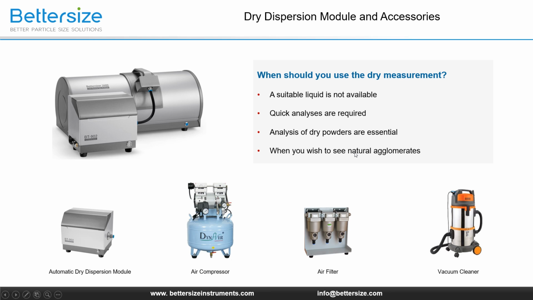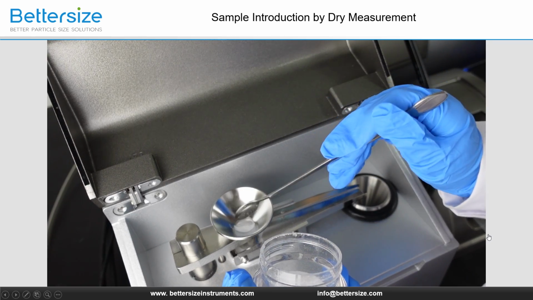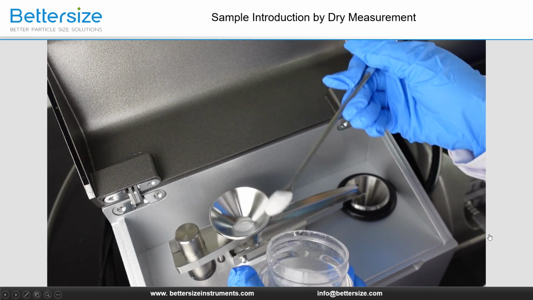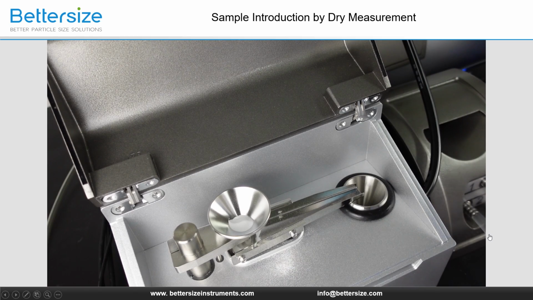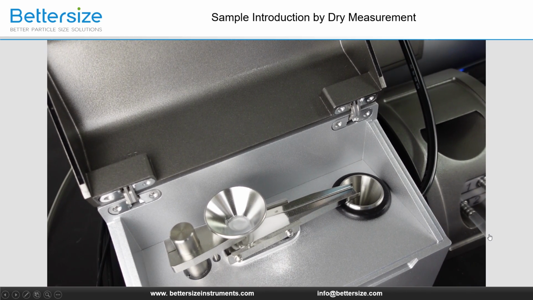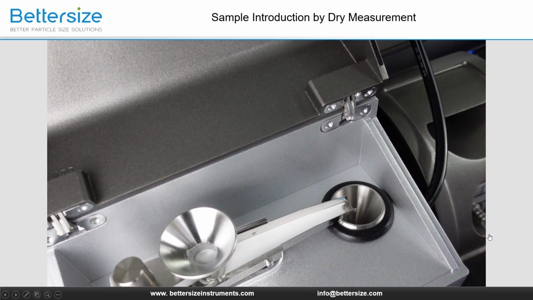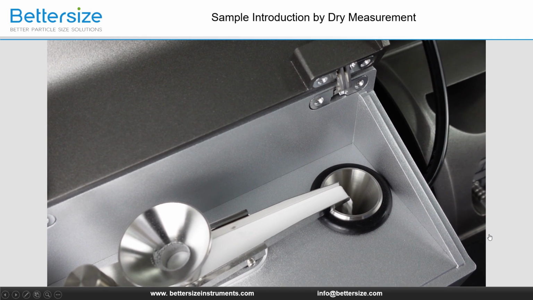In these cases, dry measurement becomes indispensable, but only a dispersion module BT902 is not enough. The Bettersizer 2600 comes with other accessories, such as air compressor, air filter, and vacuum cleaner. One of the great advantages of dry measurement over wet measurement is no need to use solvents or surfactants. Sample introduction is therefore more than easy.